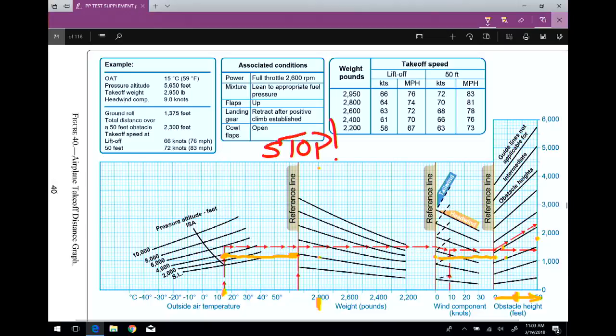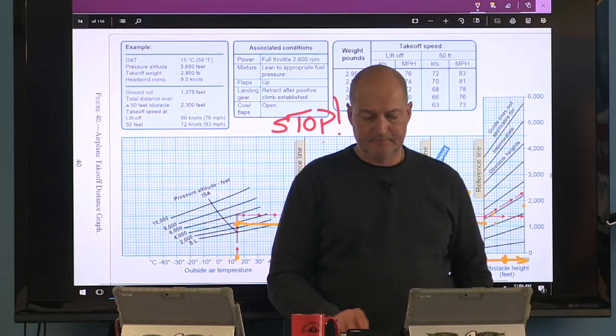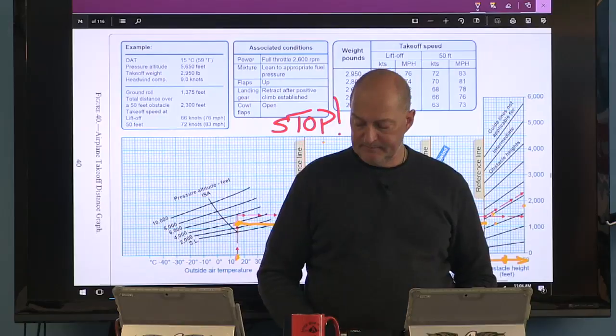Okay? Now, the book says the choices are 1,500 feet, 1,750, or 2,000. Those are the options that the FAA gives you. If it's me, I'm picking 1,750 because 1,750 is the closest to what I got, which was 1,800. Correct answer is 1,750. Let's do another one.